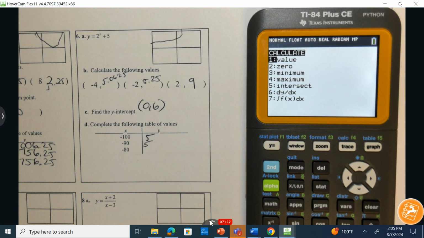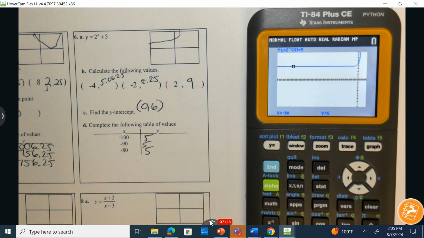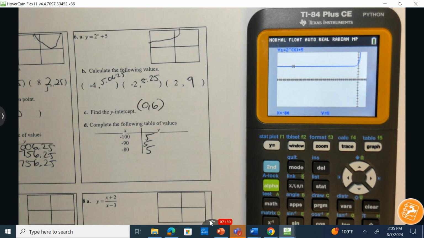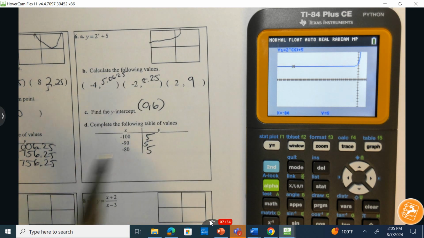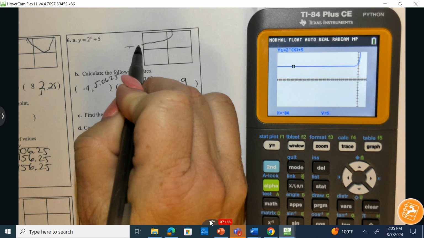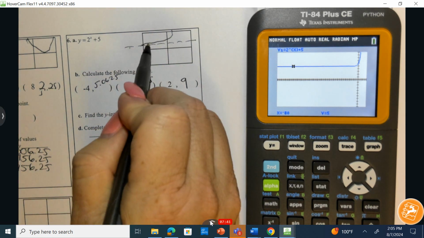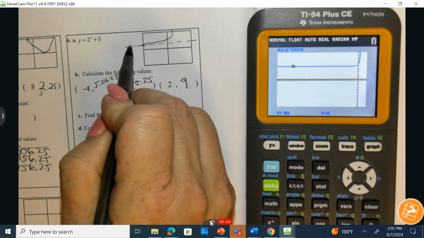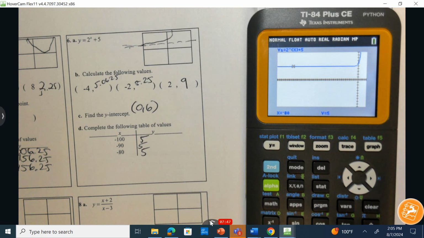Second trace value, -90, 5. Second trace value, -80, and 5 again. All right. And we'll talk about that later on, where in fact, it's not actually exactly 5. We'll learn later on how there's actually an imaginary line here that's called an asymptote, and it gets closer and closer to this line, which happens to be 5. It just never touches it, but it's so close that the calculator rounds to 5, and that's the reason why.